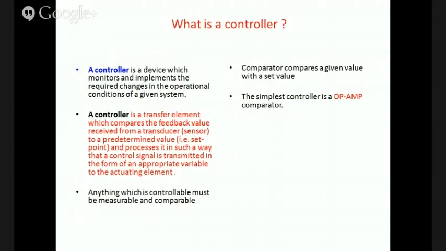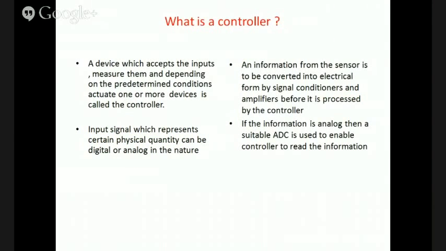Further, a device which accepts the inputs, measures them, and depending on the predetermined conditions, actuates one or more devices is called a controller. These are the certain definitions of controller. Input signal, which represents a certain physical quantity, can be digital or analog in nature.